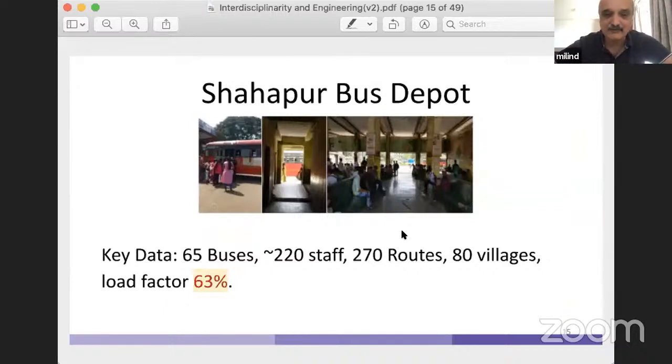So this is how the bus depot looks like. There is a waiting room, there are corridors, and there is a bus platform. So it has about 65 buses, about 220 staff, 270 routes, 80 villages it covers, and a load factor of 63%. Now that's not good. And indeed, the losses of Shahpur are about 25 to 30%. So really this load factor needs to increase.